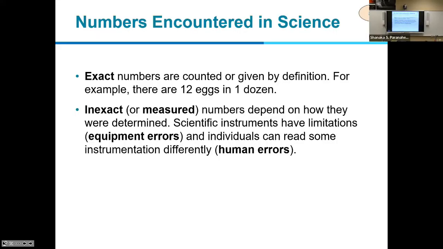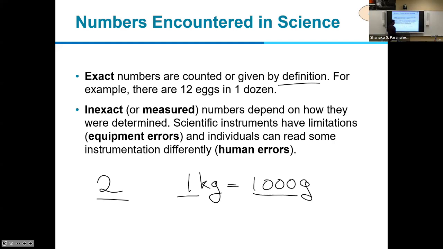So there are two different types of numbers, and one of those is exact numbers. Exact numbers are going to be counting numbers, like when we count two coins, that two is going to be an exact value. For like eight eggs, those are going to be counting numbers. In addition to that, there are some numbers from definition. As an example, when it says 1 kilogram is equal to 1,000 grams, these two numbers are going to be exact values because it's from a definition.